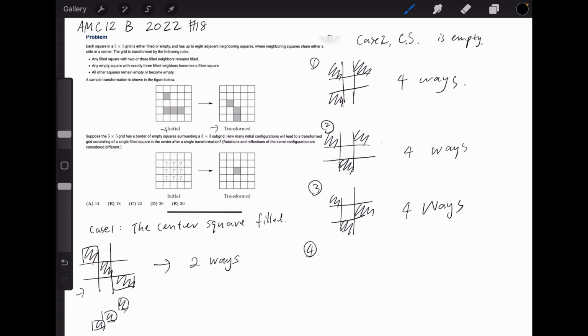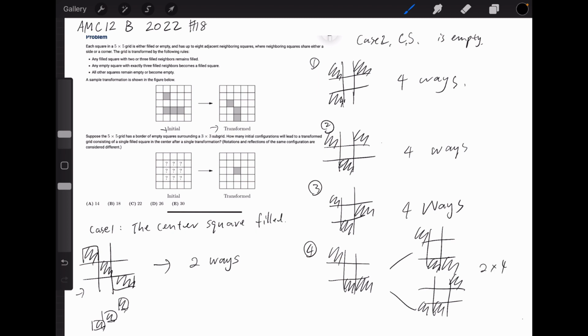And the fourth one is a bit different because it looks like this. If you think about it, there are actually 2 ways to have this configuration, which are this or this. And when you rotate them, they will show up differently. Therefore, you would have 2 times 4 ways, which gives us 8 ways.